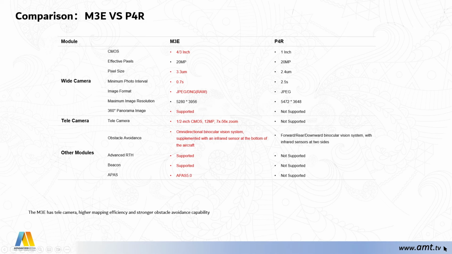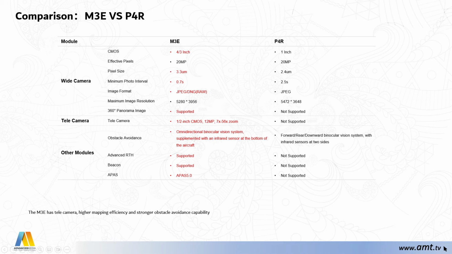Let's do some comparison between the new version and the old versions. So this is a comparison between the Mavic 3E and the Phantom 4 RTK. Since both of them are now being used for surveying applications, it's better to compare the Mavic 3E with the Phantom 4 RTK. The most important thing is the sensor size is much bigger in the Mavic 3E, and the pixel size is 3.3 micrometers, whereas in the Phantom 4 RTK it was only 2.4. And see, here is the difference in the photo interval, 0.7 seconds in the Mavic 3E.